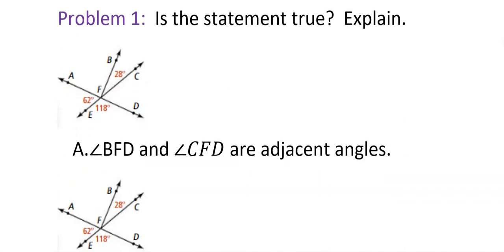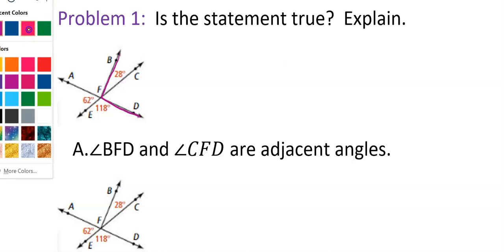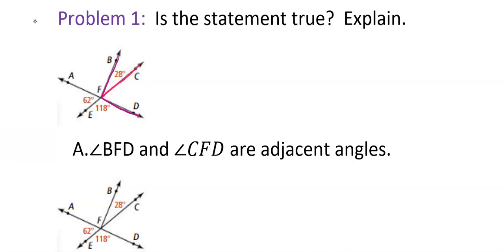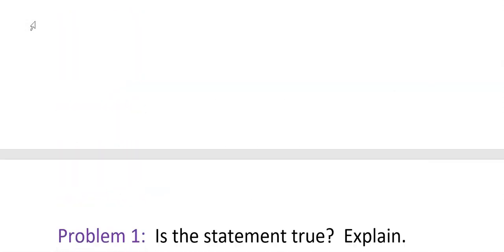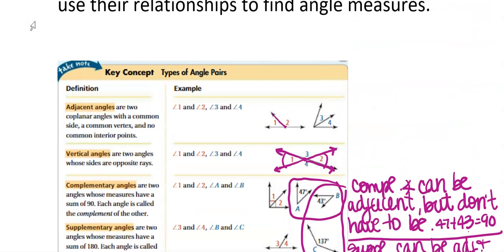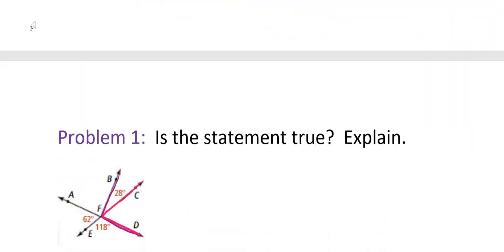Problem number 1, is the statement true, and explain. So in the picture, are angle BFD and angle CFD adjacent? Now let's go back and read what adjacent angles are. Adjacent angles are 2 coplanar angles, so they have to be in the same plane. They have to share a common side. They have to share a common vertex, but they cannot share any common interior points.